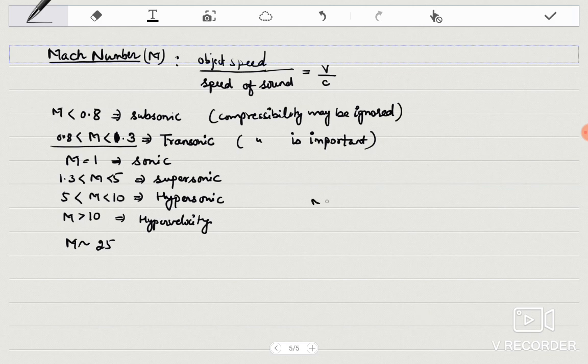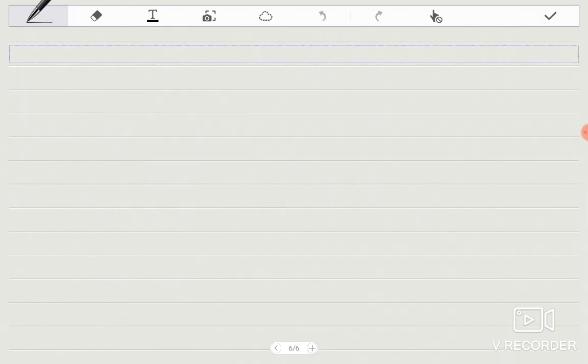The square of the Mach number, that is M square, is known as the Cauchy number. As Mach number is non-dimensional, the Cauchy number is also non-dimensional. So this is all about Mach number. You may also find other uses of Mach number, and in this way you may find certain non-dimensional numbers like the Eckert number and the Peclet number. There is another number, the Prandtl number, which is denoted by Pr.